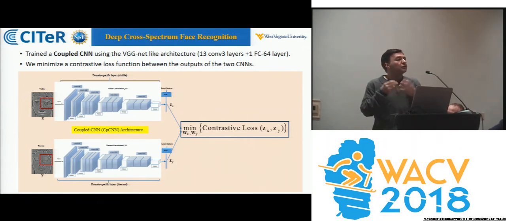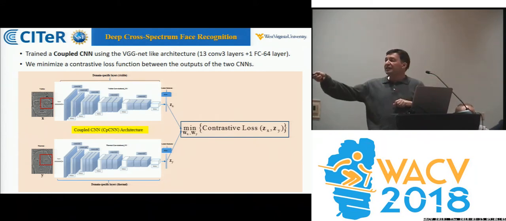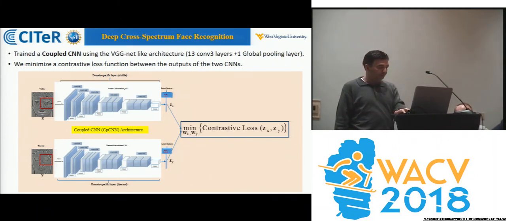And we do that with the well-known classical contrastive loss, which forces the two networks' outputs to be as similar as possible if the two inputs are from the same ID. If the two inputs are from different IDs, we want the difference between ZX and ZY to be as large as possible. So that's where the coupling is done. The coupling is done through contrastive loss.